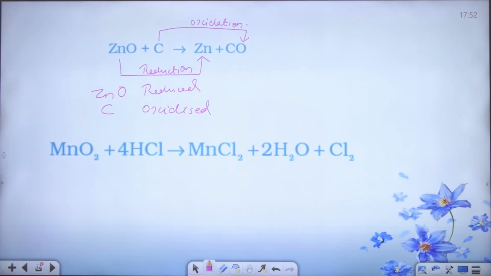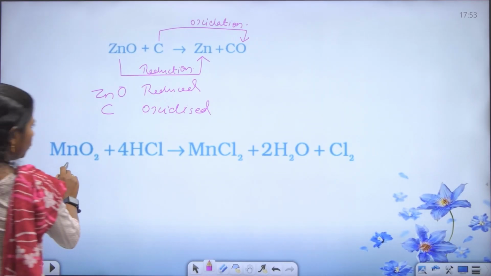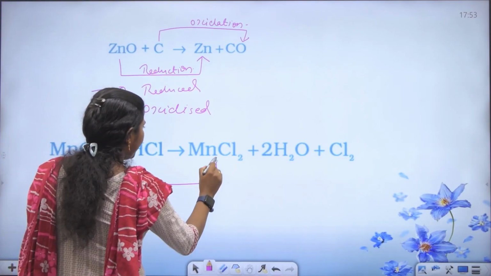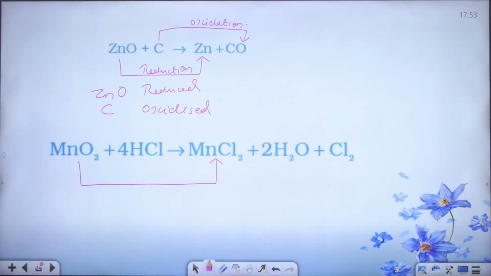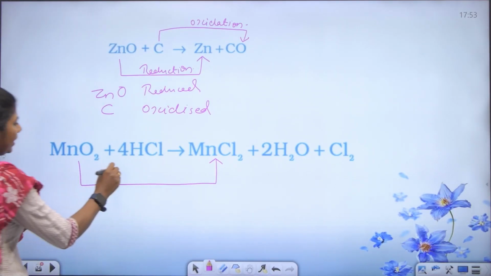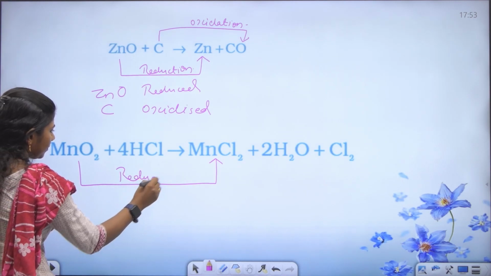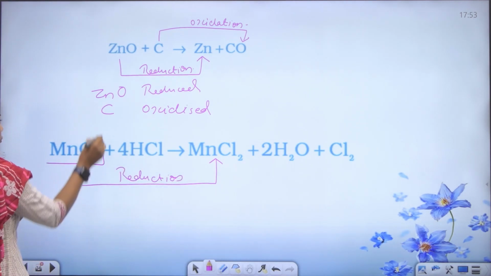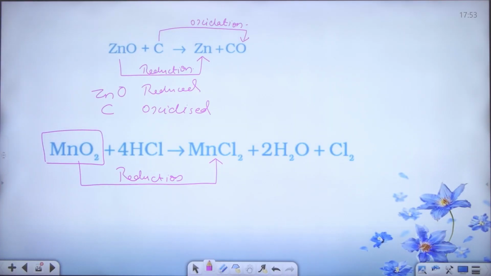Another example: MnO2 plus 4HCl gives MnCl2 plus 2H2O plus Cl2. MnO2, manganese oxide. Here MnO2 changes to MnCl2. MnO2 releases two oxygen atoms and combines with two chlorine atoms. Removal of oxygen is reduction. MnO2 is reduced.